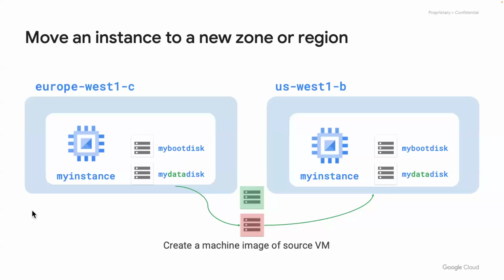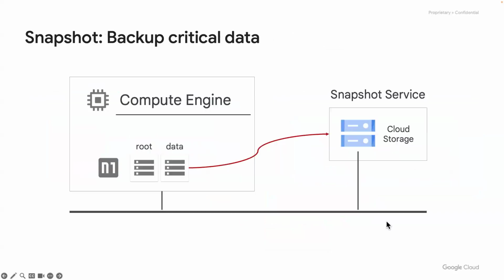You can move an instance from one zone, from one region, from Europe to US. For that you can create a machine image. Another purpose of machine images: if you want to clone one VM to another place, you can do it using a machine image. Create an image from the source VM and create from that machine image. You can change the IP address and all. Even though the machine image will collect the details, while creating from the machine image you have the option to change it.